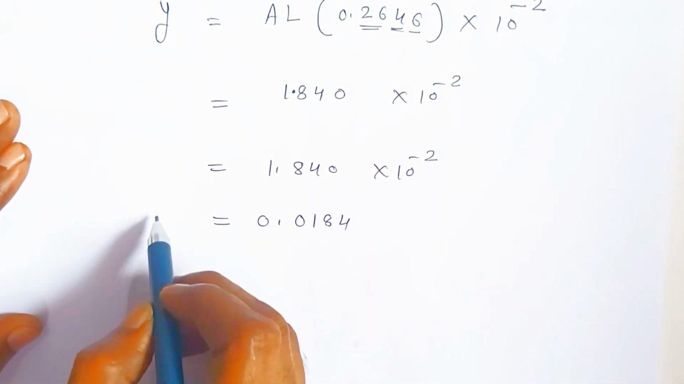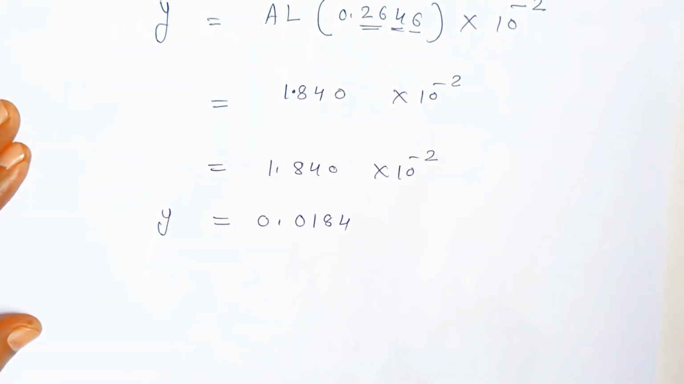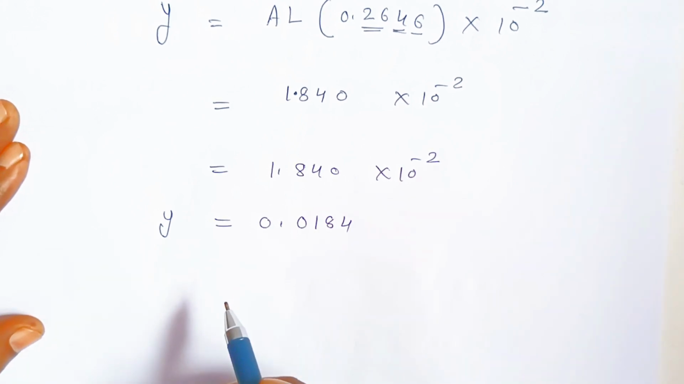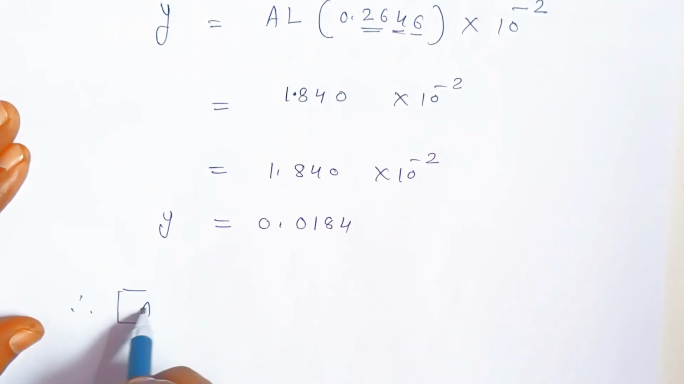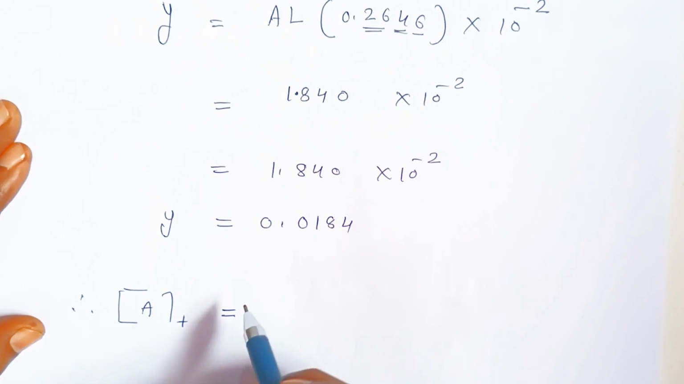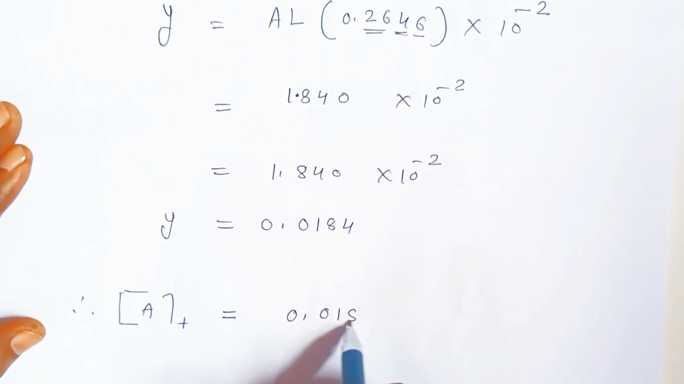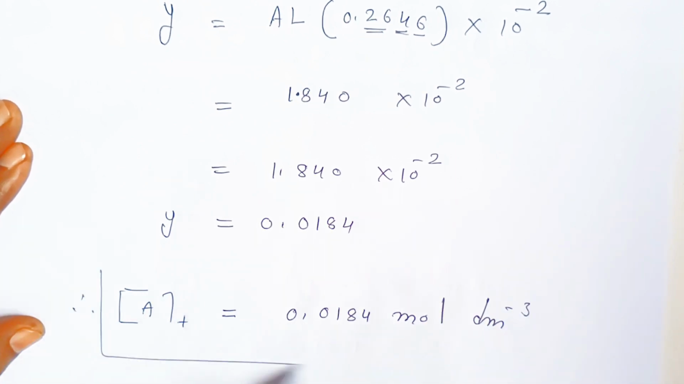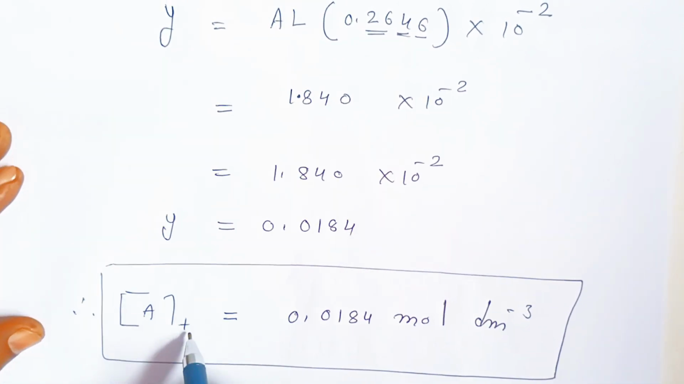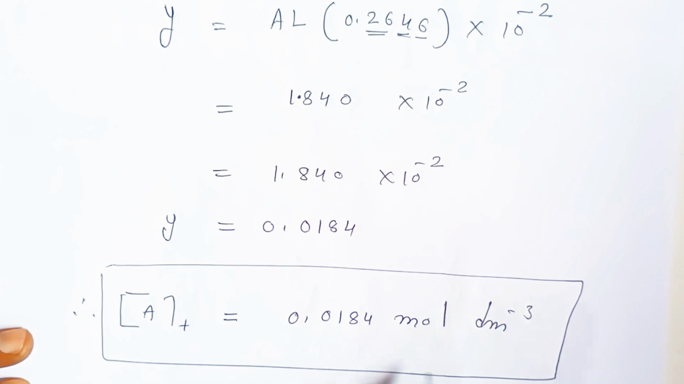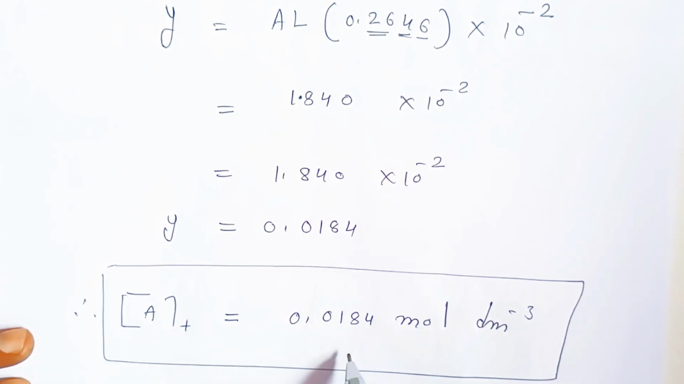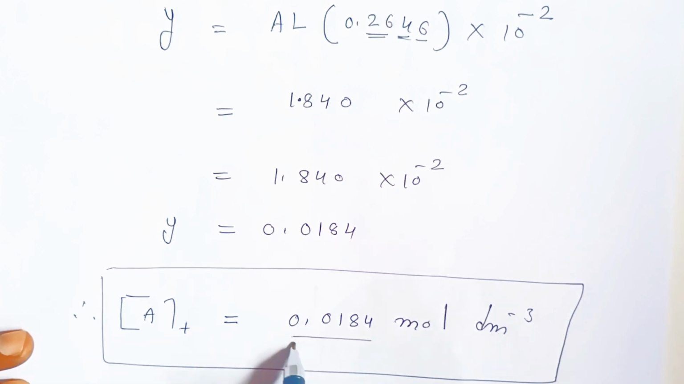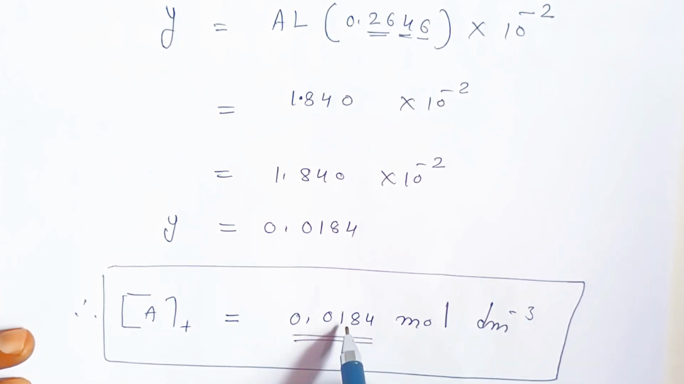Now this is the value of y that you have to put in equation 1. You will find the concentration. Therefore you can say the concentration of A at time t will be 0.0184 mole per dm cube. So this way you have got the concentration of A when the time is 2100 seconds, that is 35 minutes. At that time the concentration of A will be this much, 0.0184 mole per dm cube.